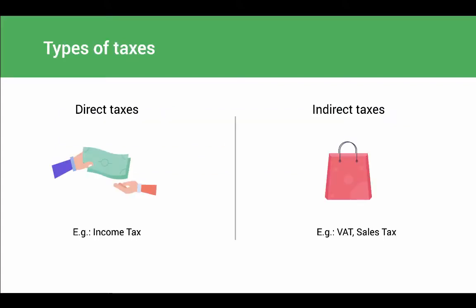Speaking of that, there are two main types of tax. Direct taxes are levied on a person's income or profits, and the government directly collects this tax from the person. Indirect taxes are levied on the goods and services purchased by a person. This tax is collected by the seller of the goods and services, who then pays the tax money to the government.